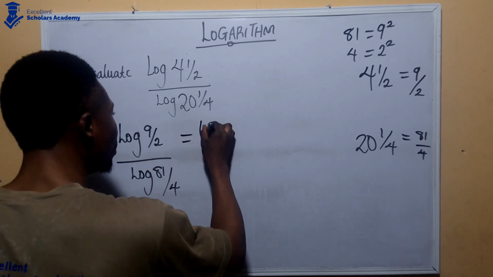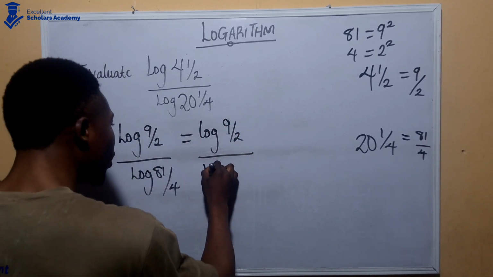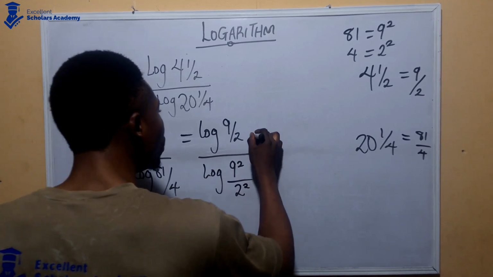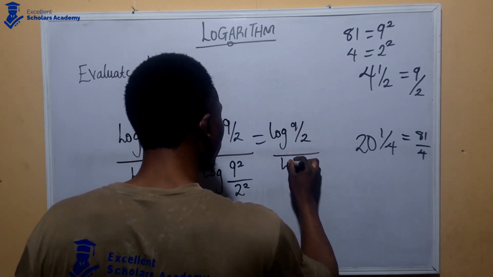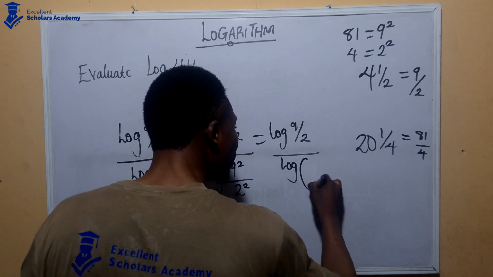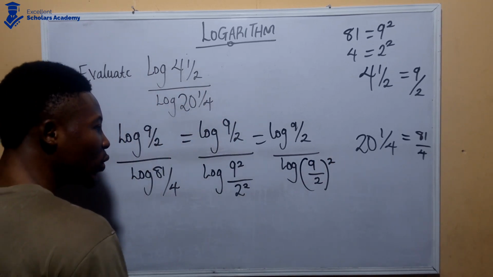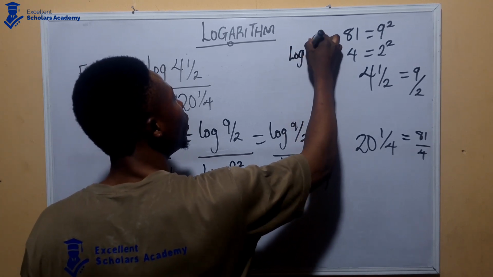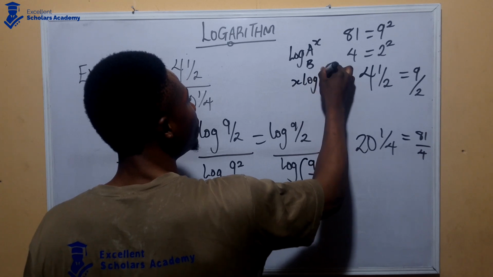So this is log 9 over 2 over, now this is log 9 to the power of 2 over 2 to the power of 2. So this is equal to log 9 over 2 over log, now 2 comes on here as a power, so you can bring it as 9 over 2 to the power of 2. According to the law of logarithm, if you have log a to the power of x base b, this can come behind and it becomes x log a base b.